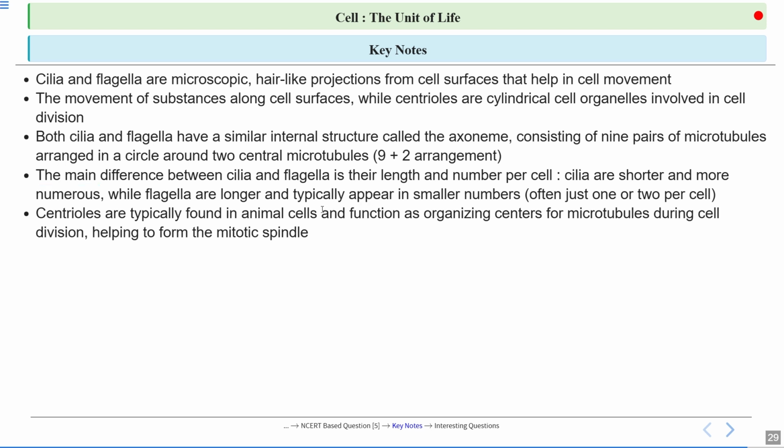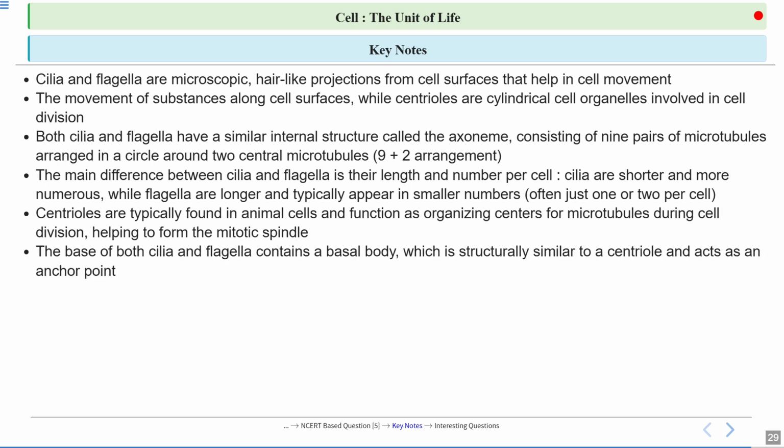Centrioles are typically found in animal cells and function as organizing centers for microtubules during cell division, helping to form the mitotic spindle. And the base of both cilia and flagella contains a basal body, which is structurally similar to the centriole and acts as an anchor point.